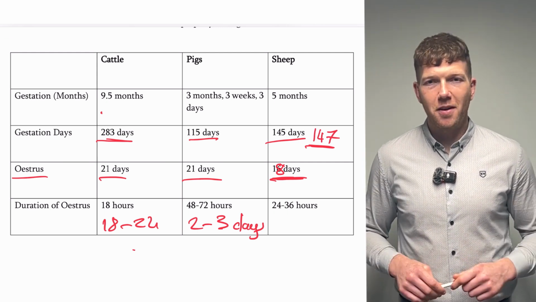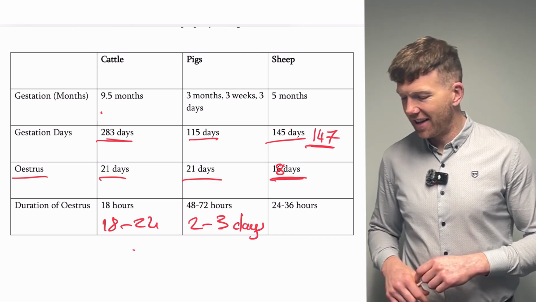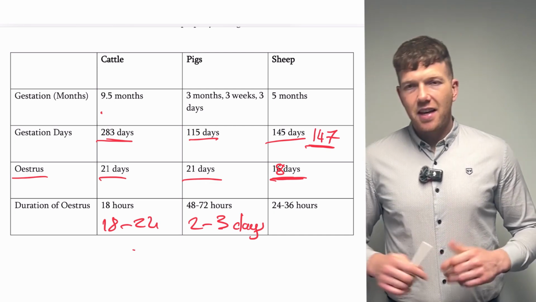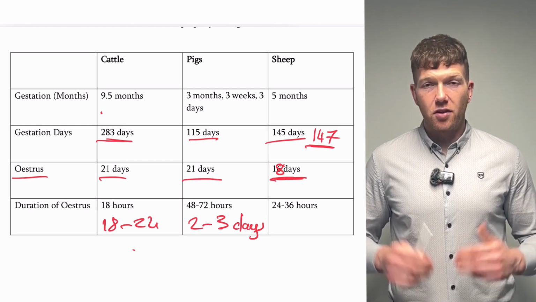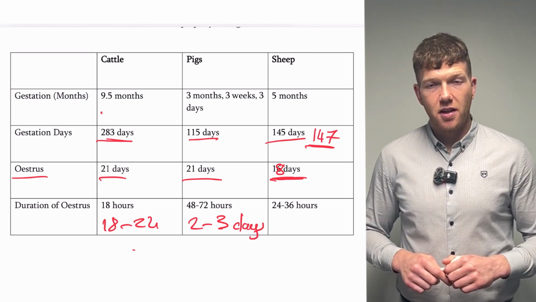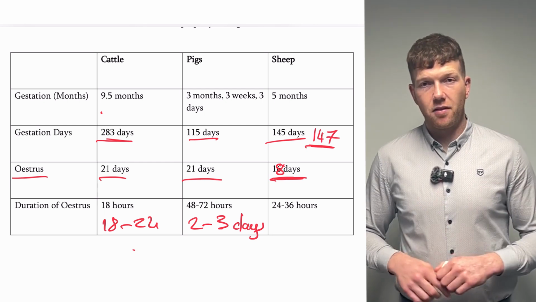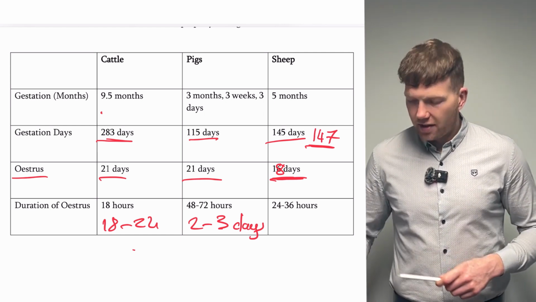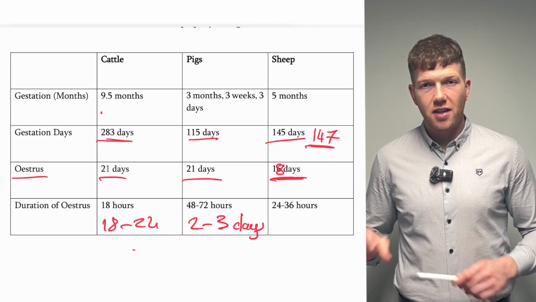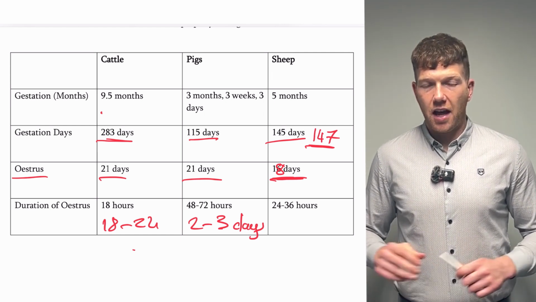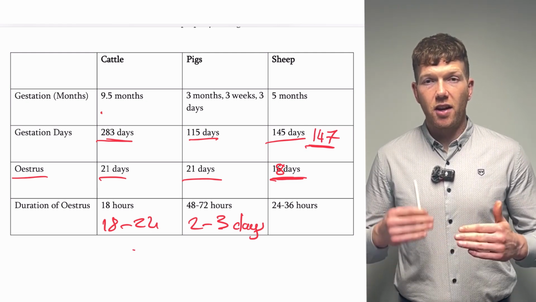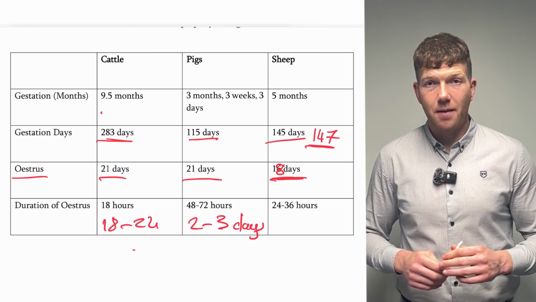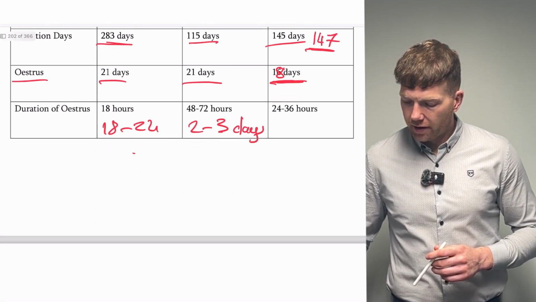And you might not be into snooker, but just learn 147 days. Then every 18 days they come into heat, and that can last for a day to a day and a half, or 24 to 36 hours. You need to know that. Those questions keep on coming up year after year, and they could come into any chapter, or any question in the exam. So it's really important we know that.